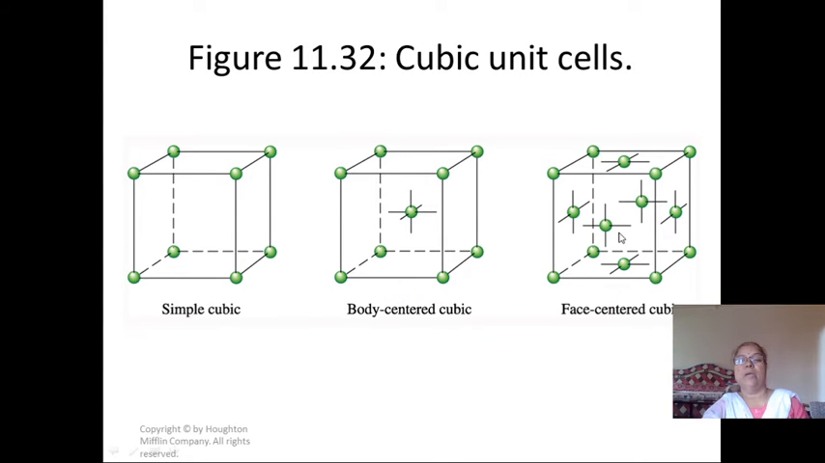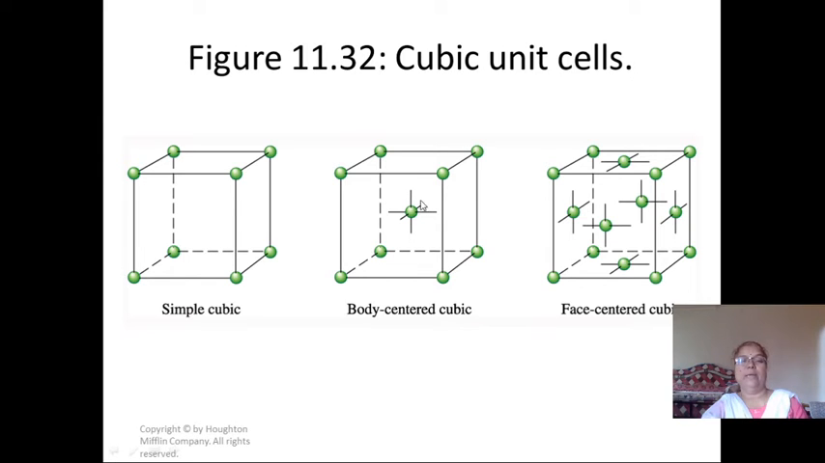Here is a diagrammatically represented simple cube. The characteristic of a simple cube is that there are 8 points and they are situated at the 8 corners of the cube. Here 1 point, second, third, fourth, and so on. The total number of points or lattice sites in the simple cube is 8.